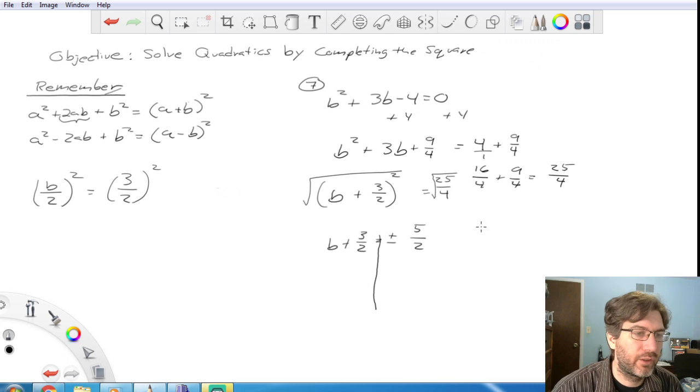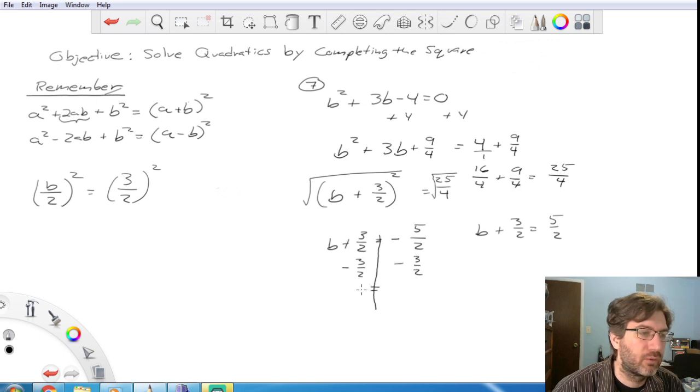Again, if you want to write them separately and not use the plus minus thing, might be easier. Let's do the minus 1 here, and then b plus 3/2 equals the positive 5/2. Over here, we're going to subtract 3/2 from both sides, and we get b equals negative 5 minus 3 is negative 8/2, which can be reduced. 8 divided by 2 gives me negative 4.